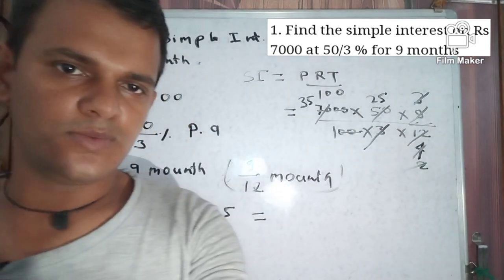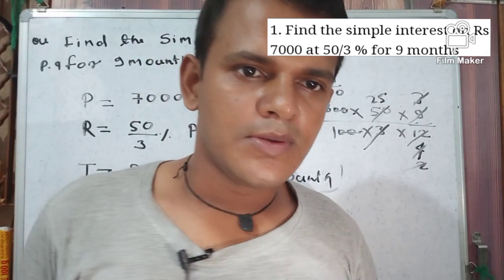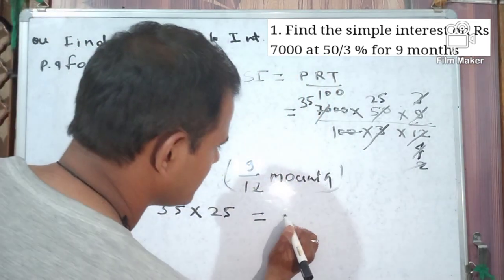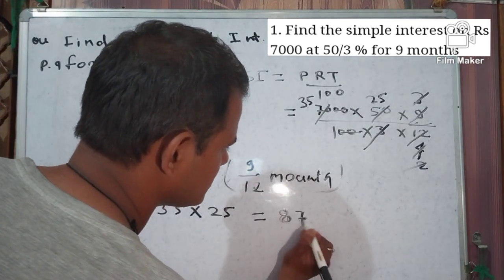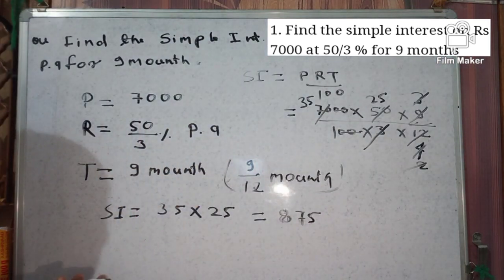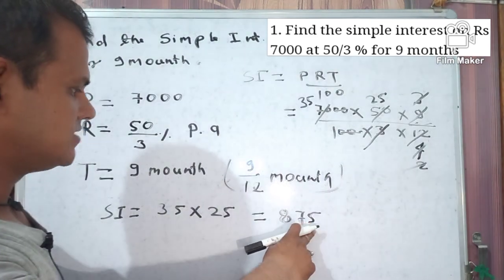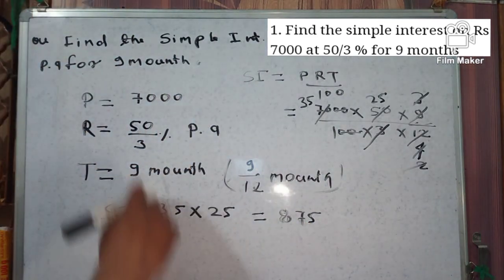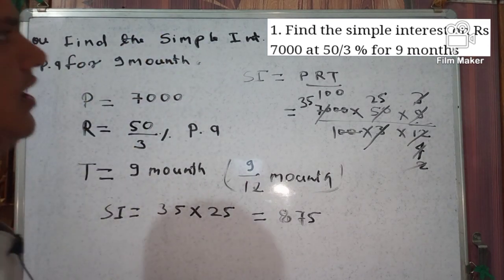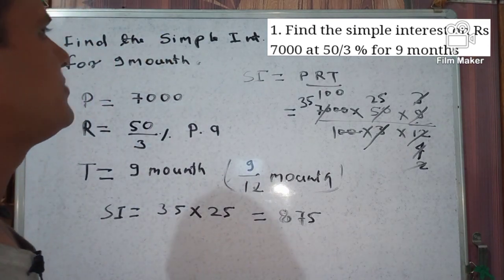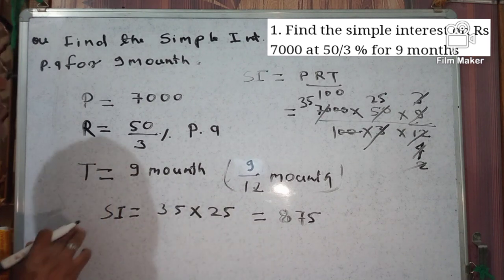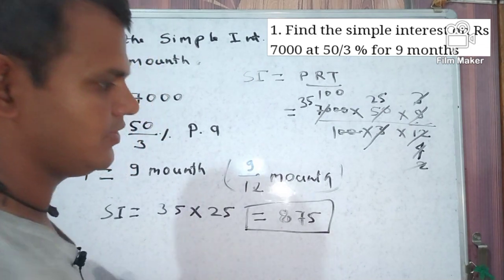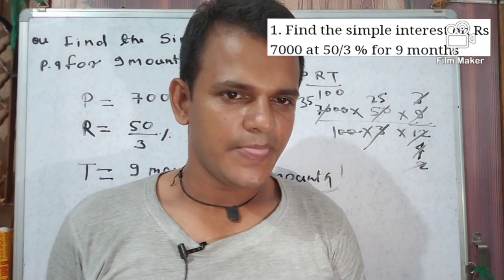Okay. So moving to question number 2. So simple interest, 35 into 25, will be 875, right? So our simple interest is 875. So the answer is 875. Find the simple interest on Rs 7,000 at 50 by 3% per annum for 9 months. So it will be 875. Okay, move to question number 2.